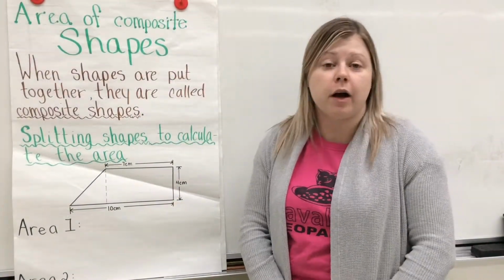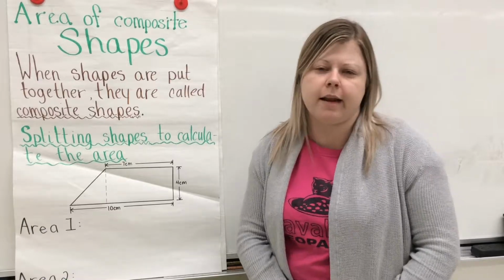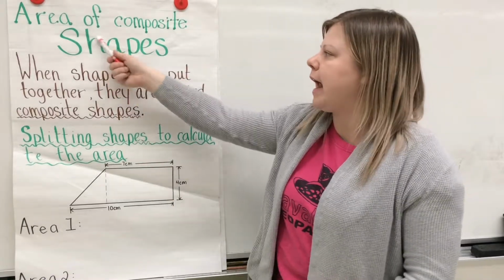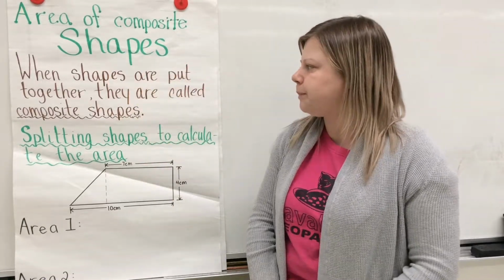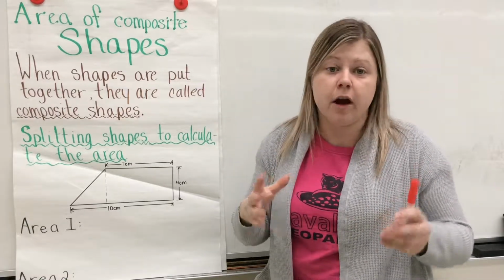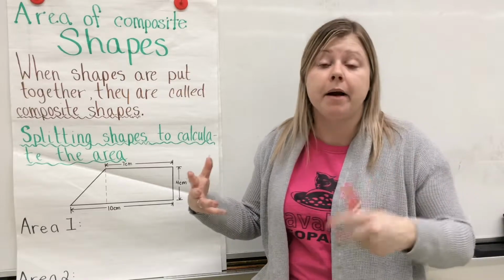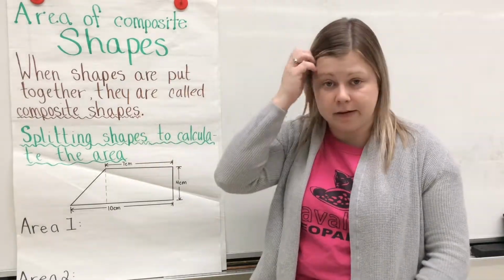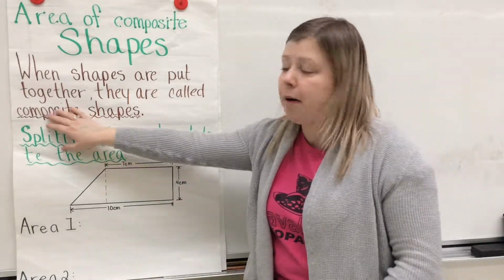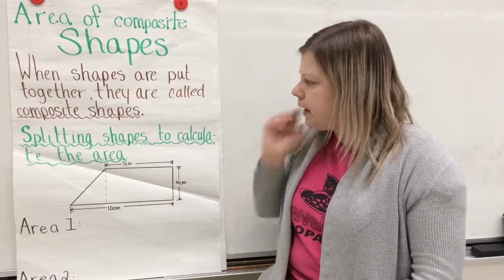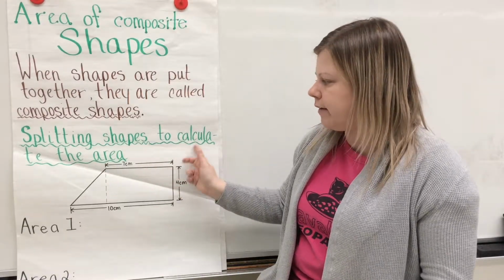And today we're going to talk about what we kind of talked about yesterday in a small introduction. We're going to be talking about the area of composite shapes. So when common shapes like triangles, rectangles, squares, and parallelograms are put together, they are called composite shapes. So they are composed of more than one type of shape. So, splitting shapes to calculate their area.